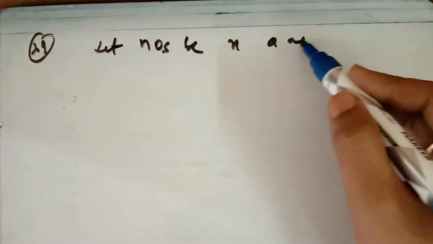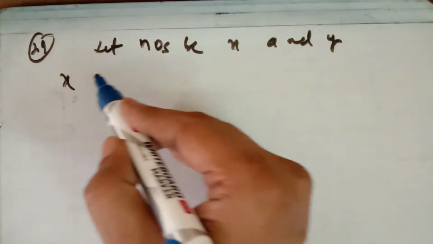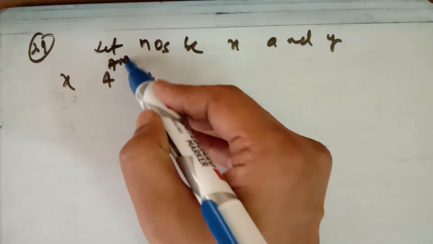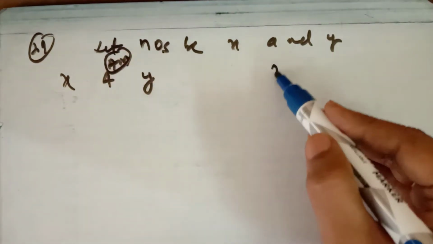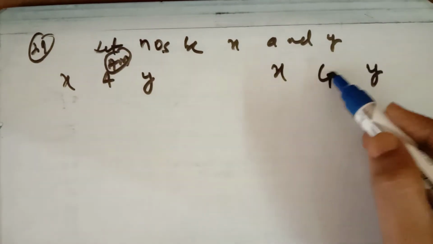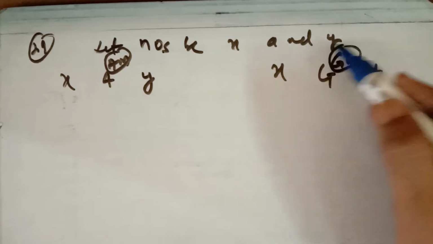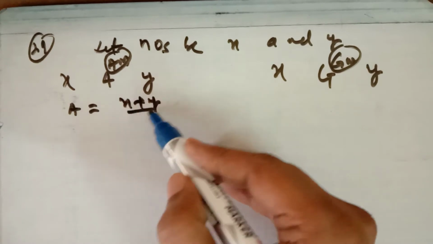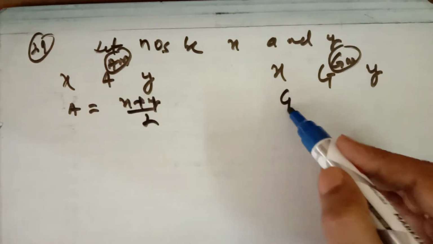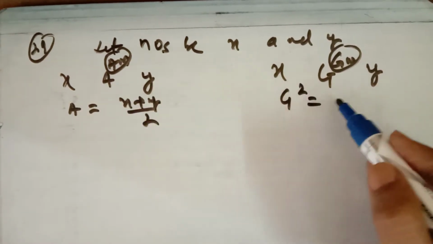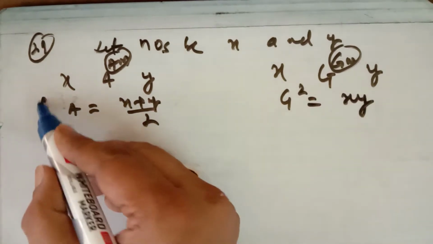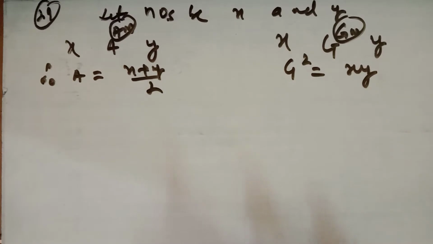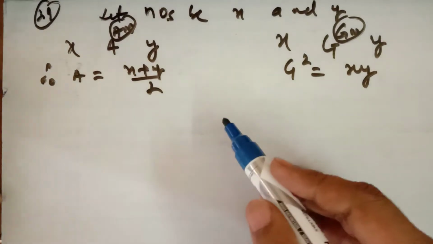x and y. So what is given between these two numbers? A is the arithmetic mean, and between these two numbers, G is the geometric mean. We know that the arithmetic mean is the average of the two given numbers, and for the geometric mean, the square of the middle term is equal to the product of the first and last. Now you have to find both the numbers, which is given as A ± √((A + G)(A − G)). Now you can solve it.